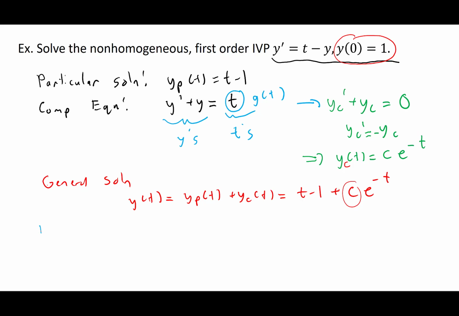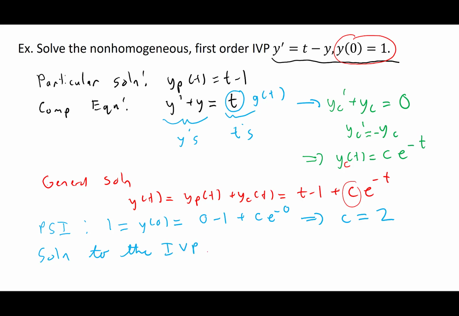So, plugging our initial condition in, we set 1 equal to y of 0. When we plug in 0 into our formula for y here, we would get 0 minus 1 plus c e to the negative 0. And if we solve for c in this scenario, we get c equals 2, which means our solution to the given initial value problem is y of t equals t minus 1 plus 2e to the negative t.